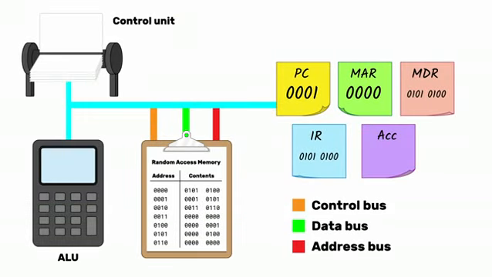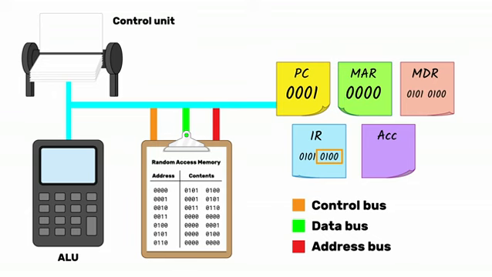Now the instruction needs to be decoded. It is sent via the data bus to the control unit. Here the data is split into two sections. There is the operation code or opcode, which in this example is the first 4 bits. This is the command that the computer will carry out. The second 4 bits are the operand. This is the address in RAM where the data to be operated on is stored.